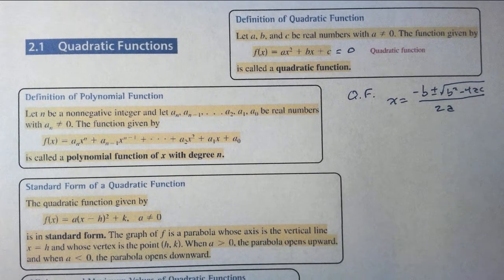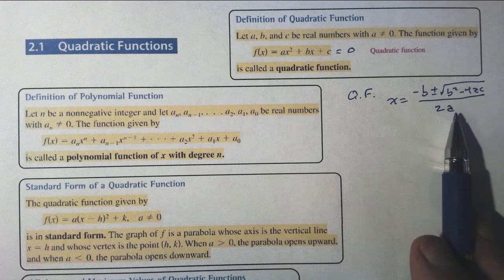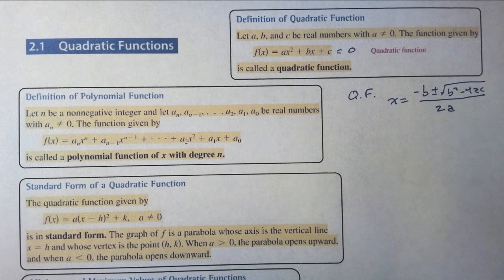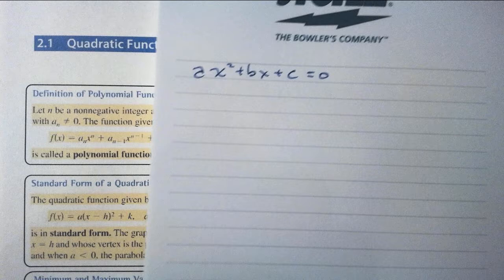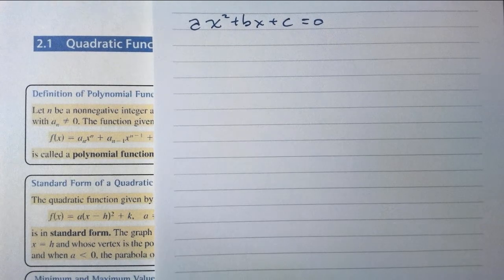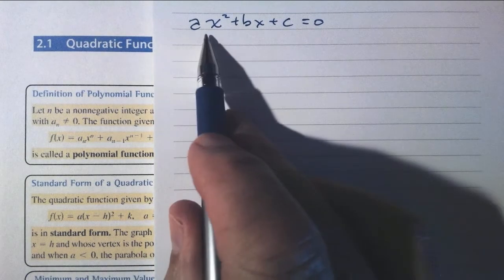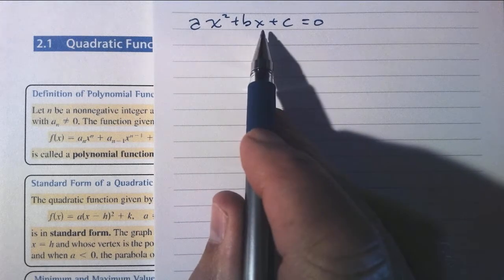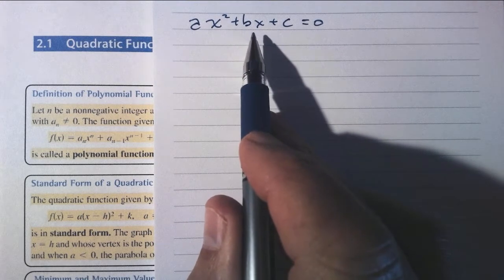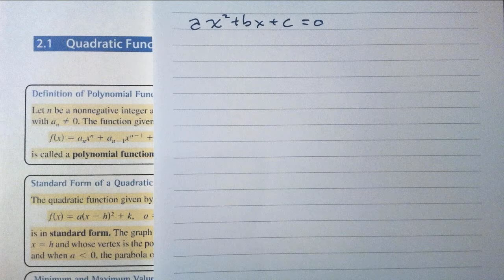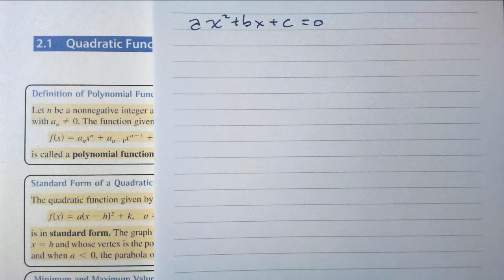And while it's certainly worth memorizing this, I think it's kind of nice to see where that comes from. So I'm going to go ahead and take this quadratic function, just a general quadratic function, set it equal to 0, and I'm going to go through the process of solving this for x by completing the square.